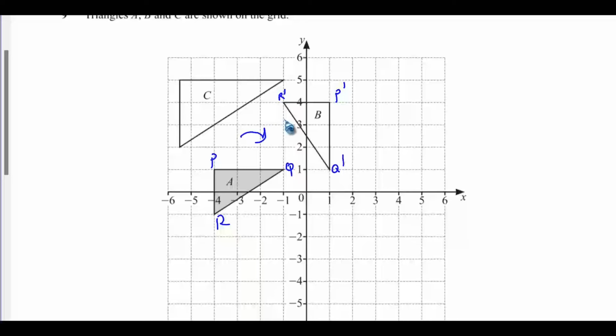The first thing we need to do is to get the center of rotation, and we can do that by joining two corresponding points together and bisecting the line. So we have P and P prime like this. We can also have R and R prime, or Q and Q prime. If you like, you can connect the three points together and bisect them, or you can connect just two corresponding points and bisect them. That will be okay. For me, I've joined P and P prime, Q and Q prime, so I'll bisect the two lines. Where the bisectors of these two lines meet will be the center of rotation. I'll do that and show you the answer.